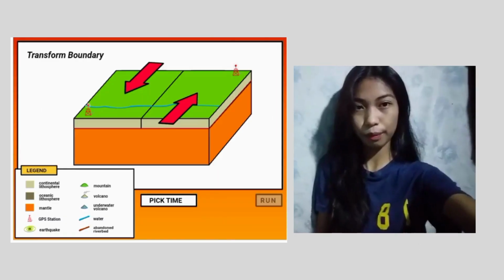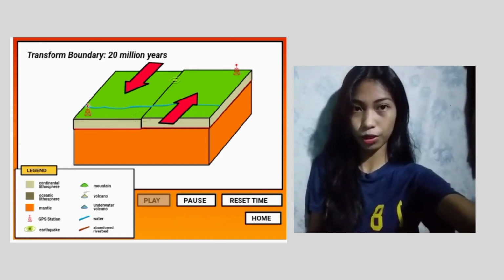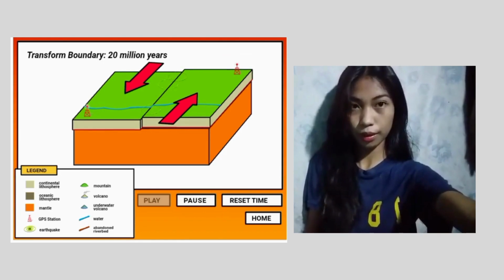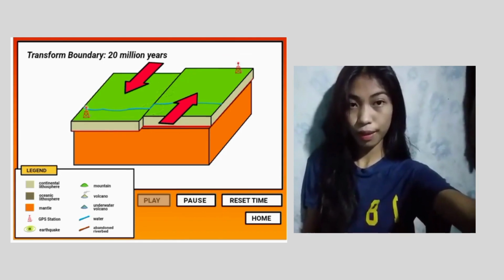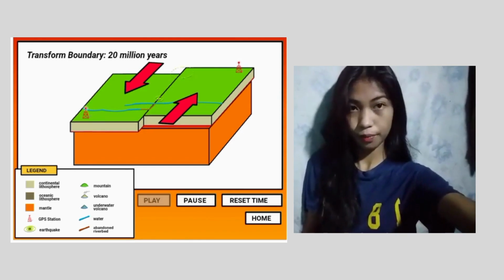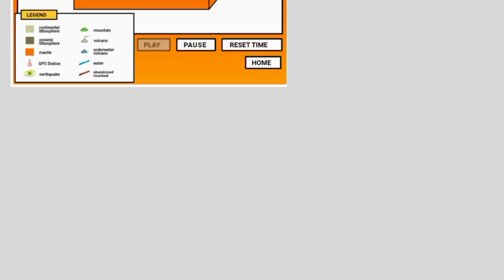The third is the transform fault plate boundary, where two plates slide past each other while moving in different directions. Rocks are deformed due to shear stress. A well-known transform plate boundary is the San Andreas Fault, which is responsible for many of California's earthquakes. This boundary is known to have strong earthquakes, but no landform is formed here.